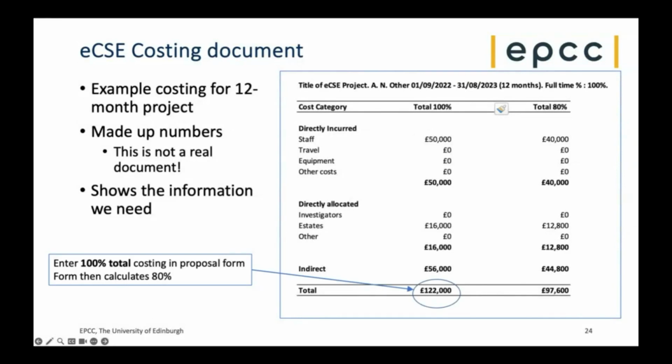So you get that costing from your department, and what you should then do on the form is enter the total 100% FEC value, and the form will then work out 80% of this. So on the form, don't enter just the staff costing unless that's all you want us to pay. And don't enter the 80% value, enter the 100% FEC value, and the form will work the rest out. Occasionally people put in just the salary costing, and that's not what's required. It's the full costing you should put in.